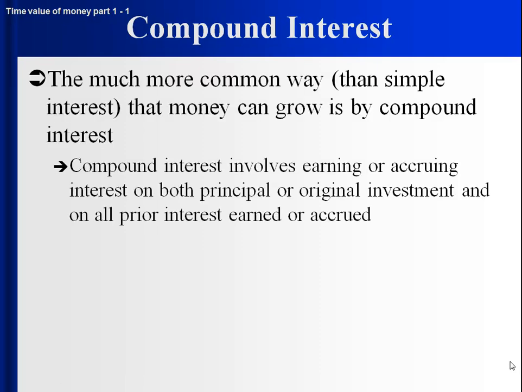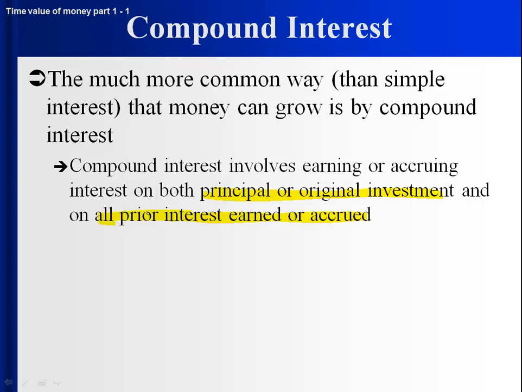The much more common way that money can grow is compound interest. Compound interest is much, much, much more common than simple interest, and compound interest involves a situation where not only is interest or earnings accrued on the original amount, but on all accrued interest or earnings.